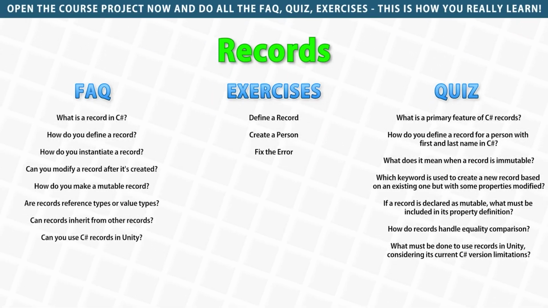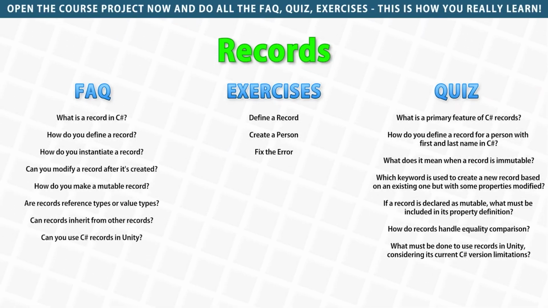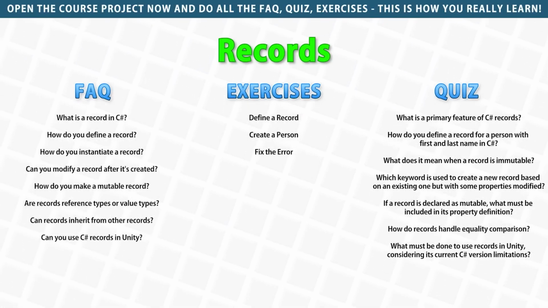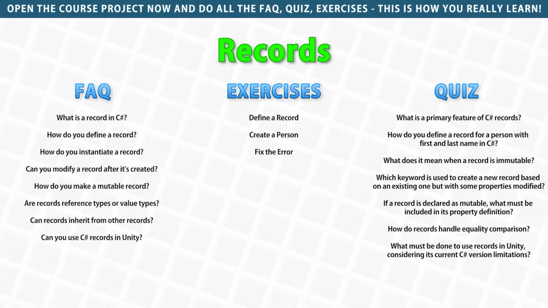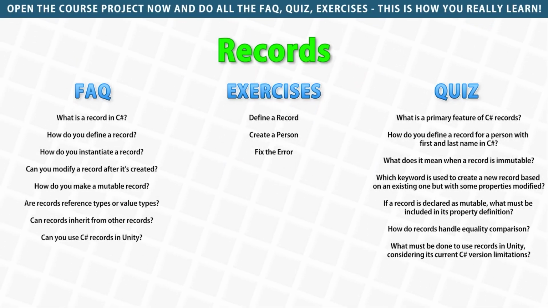Alright, so records are an interesting way to very quickly define a type to hold some data. Instead of defining an entire class or a struct, you can very quickly define a record and have it with the perfect accessibility for some immutable data.